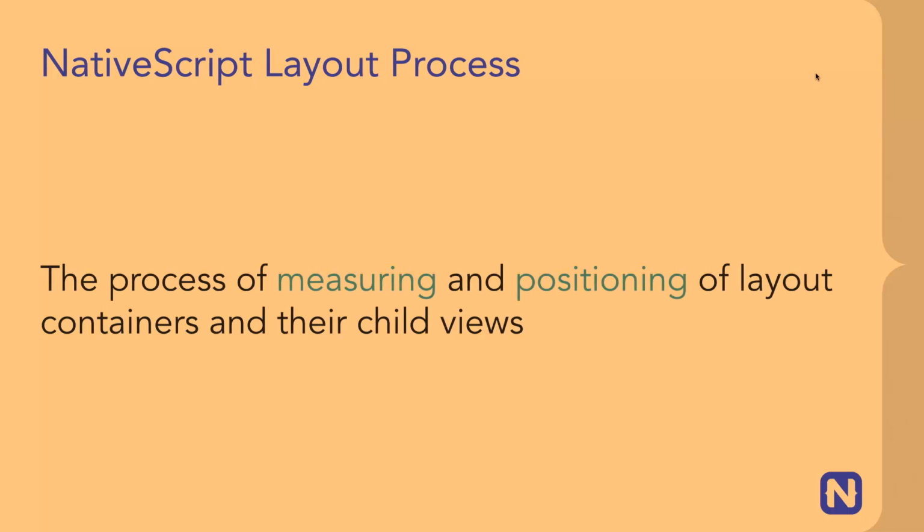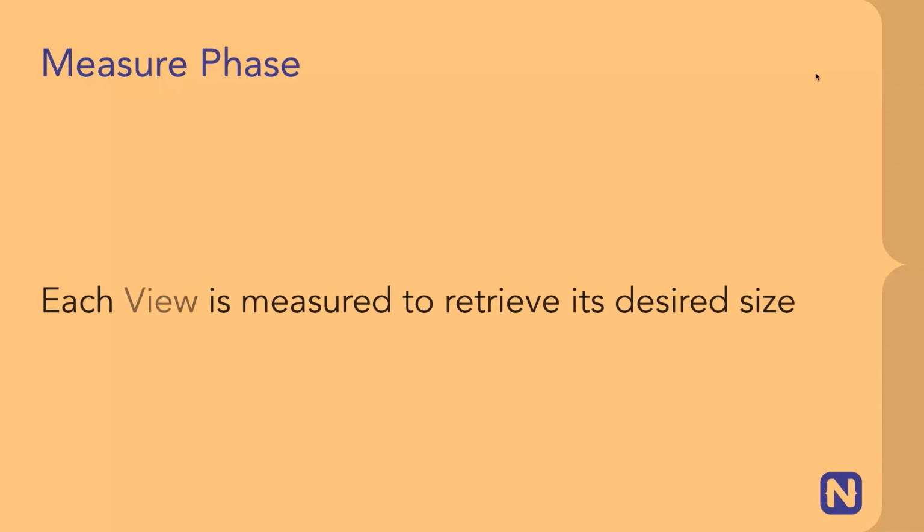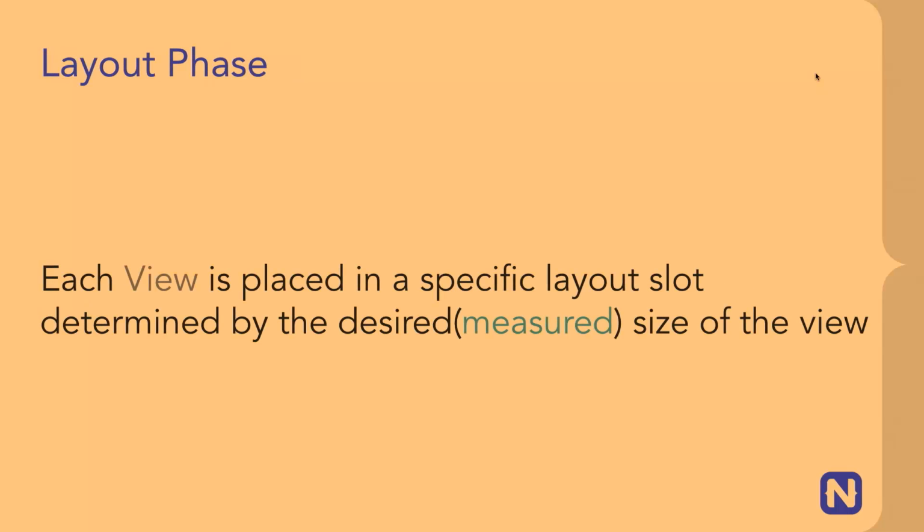And actually there are 2 phases. One of them is measuring, and the other one is laying out. First we calculate the dimensions that we need, the sizes of the views, and then find the proper place for them in the application. So the first phase, the measure phase: each view is measured to retrieve its desired size, its width, its height. And then the layout phase, based on this measurement, we take into account also the paddings and the margins. We find the proper place according to the parent of the view.